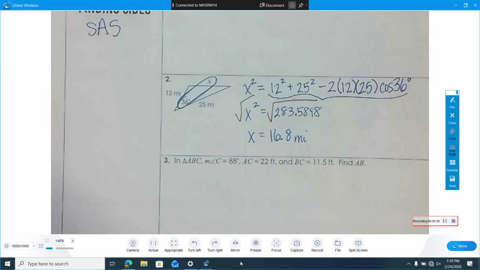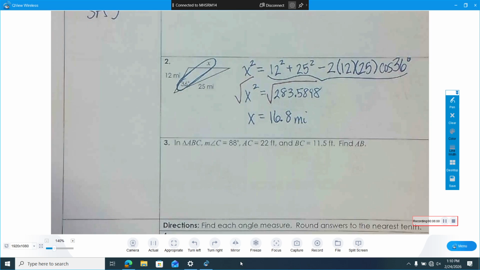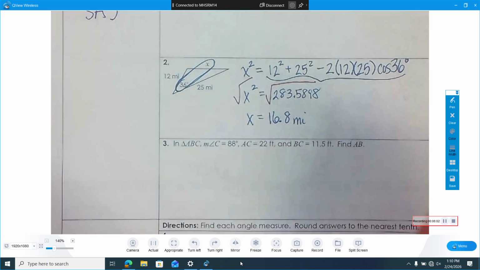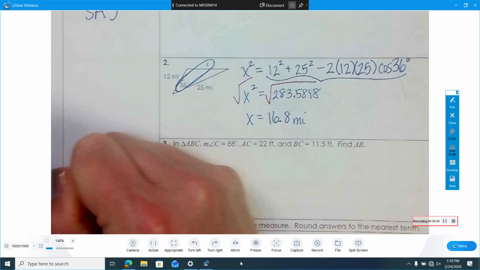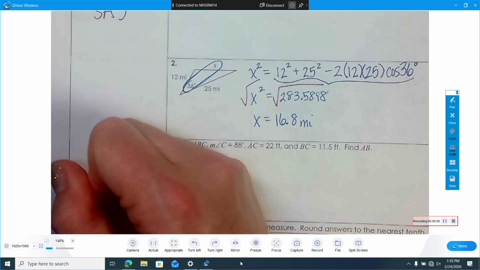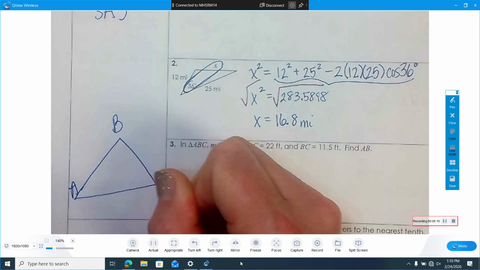So on number 3, we need to draw our triangle. I'm going to go ahead and draw my triangle on the side here, and it doesn't have to be to scale. But here I have my A, my B, and my C.